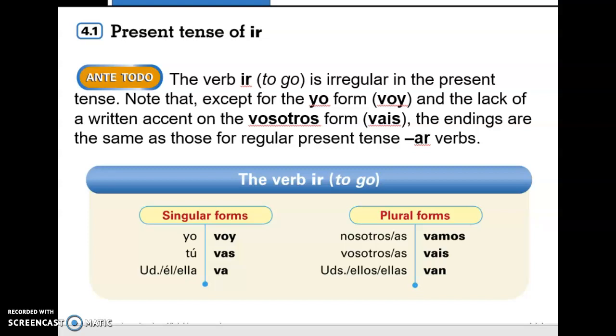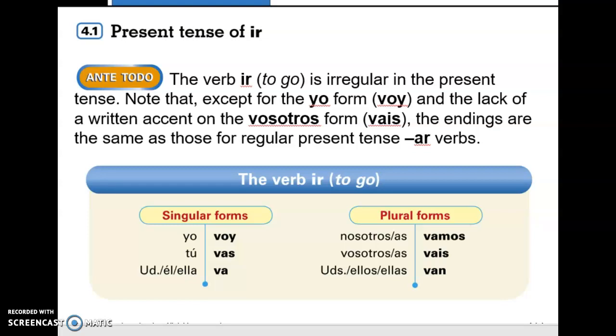For example, if I say bailo, we know that the ending O applies to the yo form. So sometimes I don't have to say yo bailo, yo estudio, yo trabajo, but only bailo, estudio, trabajo, because that means that I'm talking about myself.